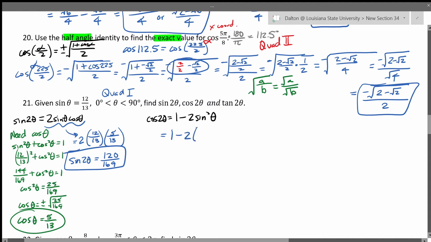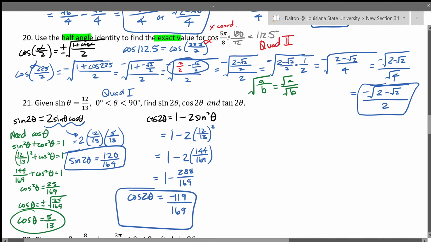I'm going to plug in, I know sine is 12 over 13. Don't forget to square it, though. And then use PEMDAS to simplify. So it's going to be 1 minus 2. PEMDAS says take care of parentheses and then exponents. So I'm going to take care of this exponent. 12 over 13 squared is 144 over 169. So that'll be 1 minus 288 over 169, giving us our final answer for cosine of 2 theta, which would be negative 119 over 169.